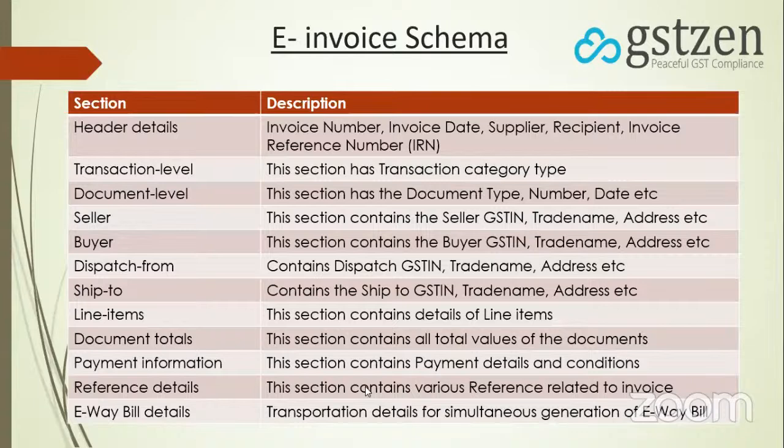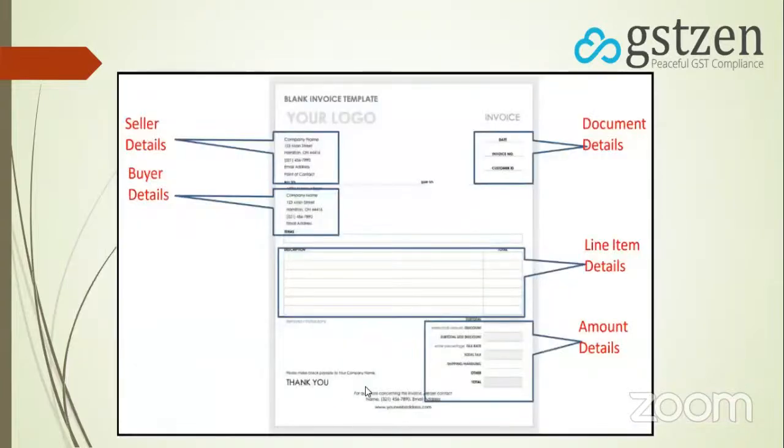So this is the e-invoice schema. There are various sections. There are mandatory sections, then there are optional sections. So let's look at those. In this image, all the mandatory sections are shown: your seller details, your buyer details, line item, document details, and the total amounts. These are all the mandatory sections for an e-invoice. For example, as a seller, you have to provide your seller GST number, your legal name, your address, your city, your state, and your PIN code.